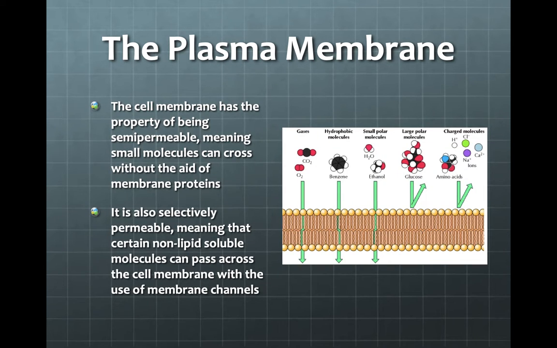So a cell membrane has the property of being semi-permeable, or what we call selectively permeable. Semi-permeable means molecules can cross without the aid of protein, but it can also be selectively permeable, where non-lipid soluble molecules can pass the membrane with the use of transport proteins. So it's semi-permeable, where certain things can go through, while it's selectively permeable, where our proteins can transport things across as long as it's a certain molecule. You see in the picture to the right some things that can go across without the use of proteins.